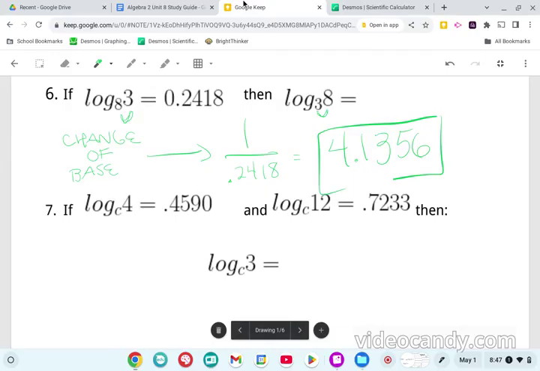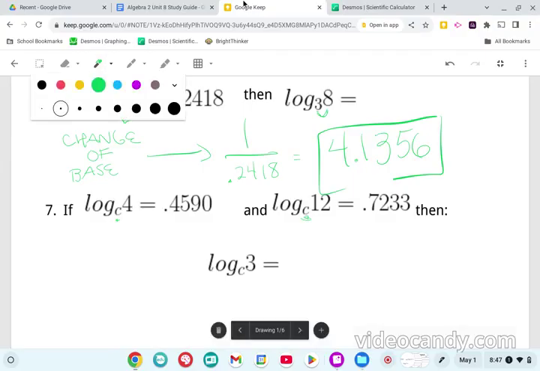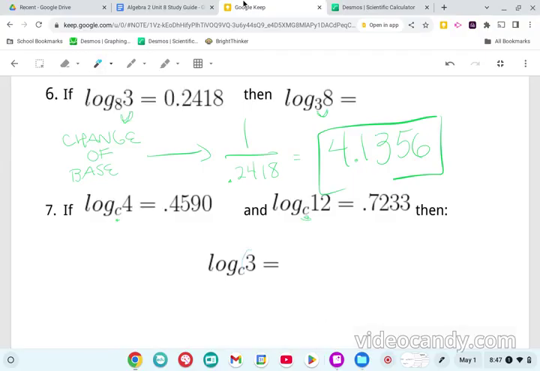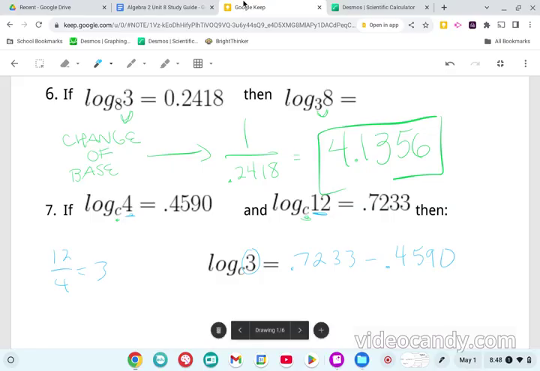The next one, we're looking at numbers where they have the same base, both have a base of c. And when you do this, you need to understand how did they get 3 from 12 and 4. And the way they got it is they did 12 divided by 4 gives us 3. So when that happens, the logarithm rules tells us that we can just simply subtract 0.7233 minus the one we're dividing by, 0.4590, and that will give me the logarithm of 3.